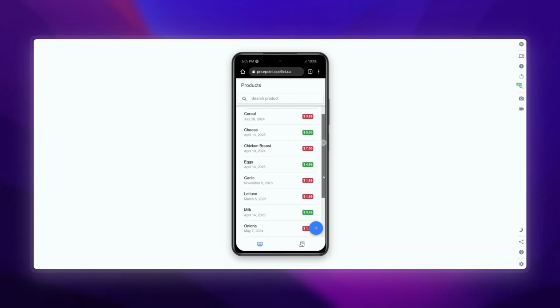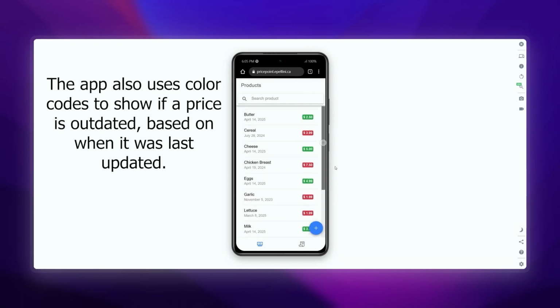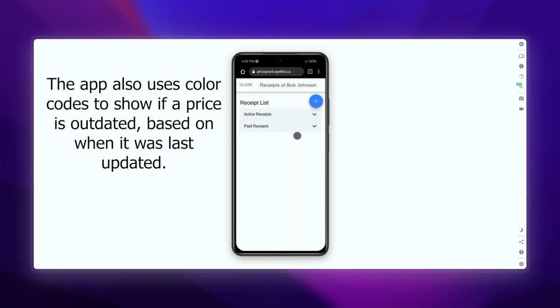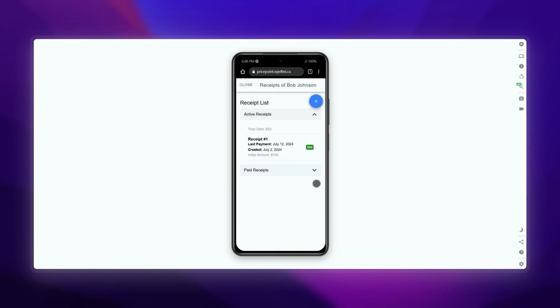I created this mobile app to help my brother dynamically update the prices on the products that he sells, as well as track customer invoices all in one place on his mobile phone. No guesswork, no paperwork, just a simple application that helped him with this problem.